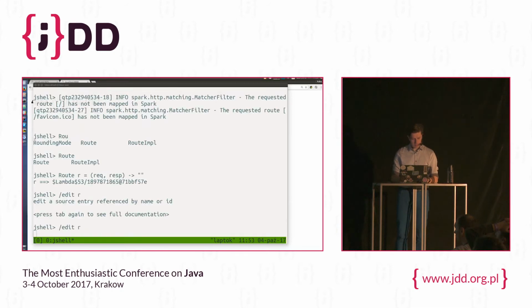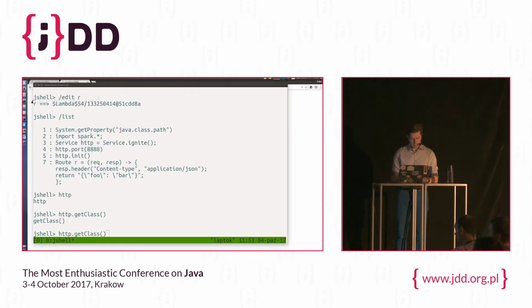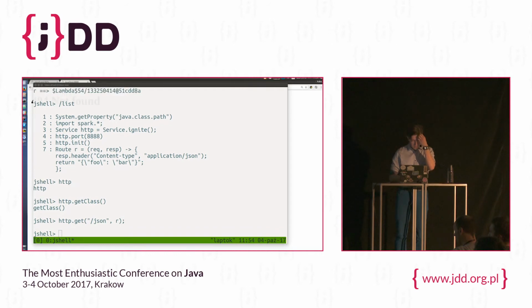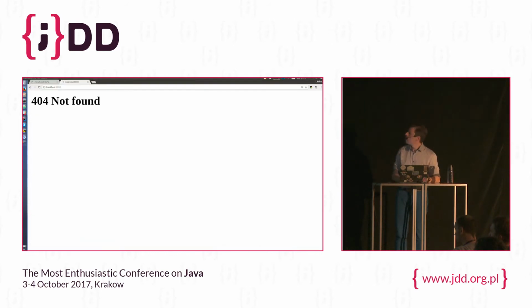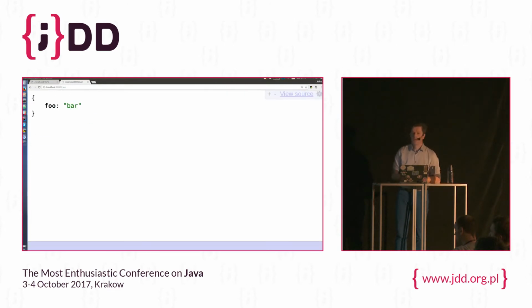I'll save it and edit it, and then if I list it, as you can see, my root is already defined. So now I'll add an endpoint for HTTP GET. I said GET, and there'll be an endpoint called JSON, and it will take the root. Okay, so I've defined it on my application. If I jump back to a browser, it's JSON, and now I have my foo bar.